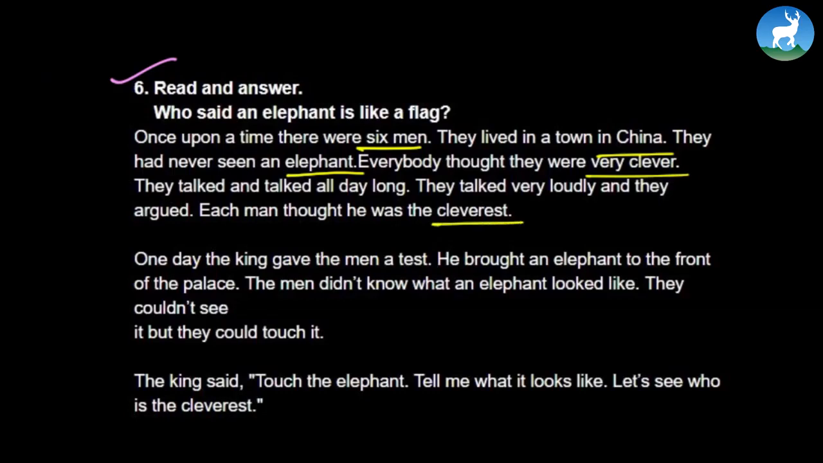One day the king gave the men a test. He brought an elephant to the front of the palace. The men didn't know what an elephant looked like. They couldn't see it, but they could touch it. The king said, "Touch the elephant. Tell me what it looks like. Let's see who is the cleverest."